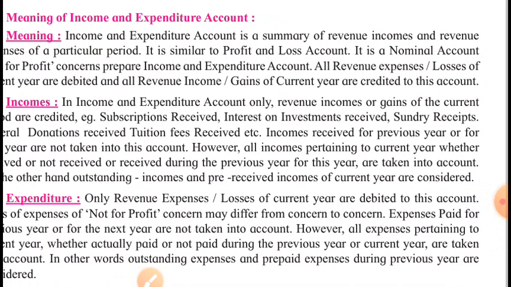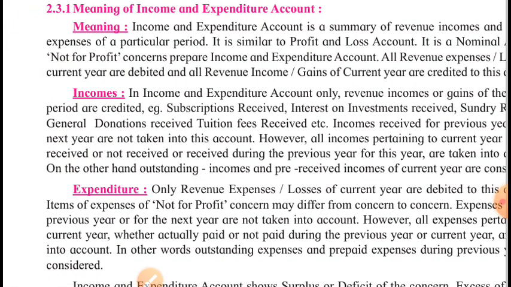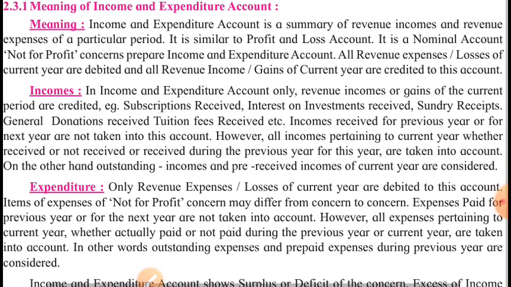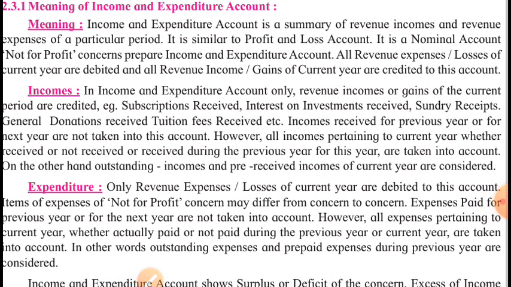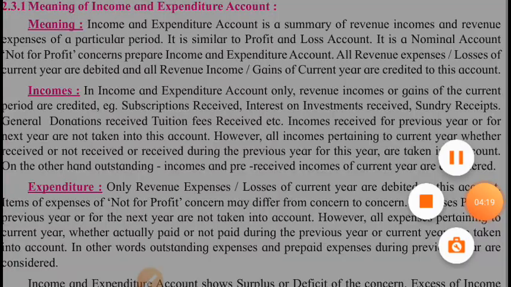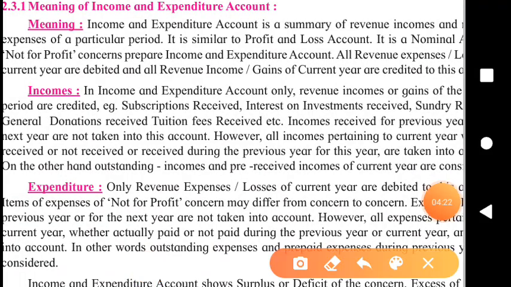All revenue expenses, losses of current year are debited and all revenue incomes and gains of current year are credited. Deliberately, they have mentioned what? See, current year. Expenses, losses of current year only and incomes, gains of current year only are shown in the income and expenditure account.